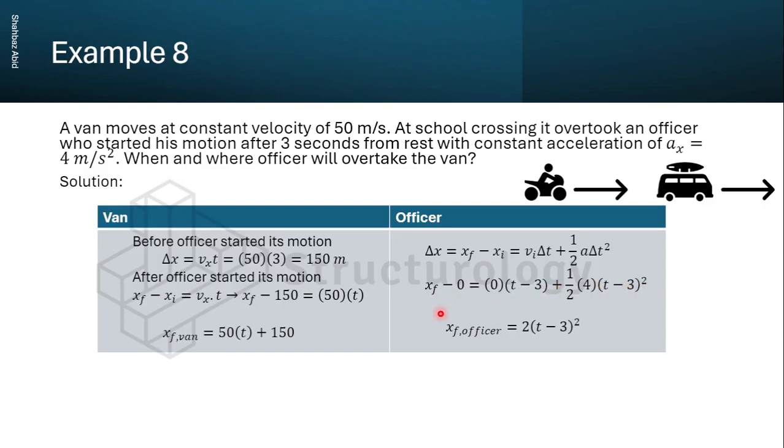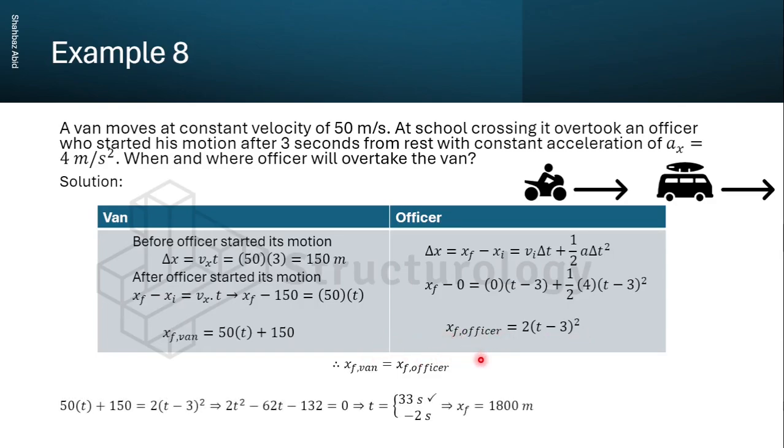So you will get another equation with respect to final position. The final position of the officer is equal to 2 times (t minus 3) whole squared. The final position of the van is going to be equal to the final position of the officer. So if the left hand sides of both equations are equal to each other, the right hand sides are also going to be equal. Equating the right hand sides, we have 50 times t plus 150 is equal to 2 times (t minus 3) whole squared.